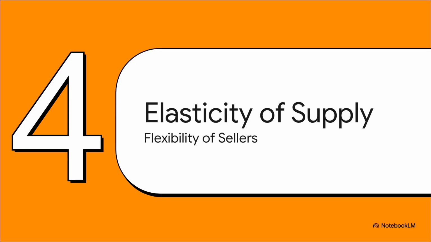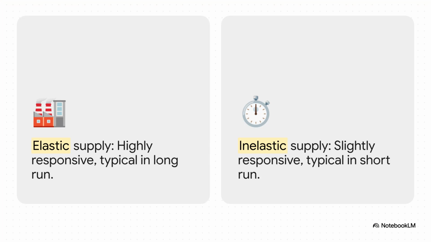That brings us to Section 4, the elasticity of supply. How flexible are the sellers? For suppliers, elasticity is all about flexibility and production capacity. Supply is usually very inelastic in the short run. I mean, if the price of beachfront properties skyrockets tomorrow, you can't just magically conjure up more beaches, right? The response is slight. But in the long run, supply becomes much more elastic. Factories can be built, new farms can be planted, and companies can expand their maximum capacity to meet those high prices.